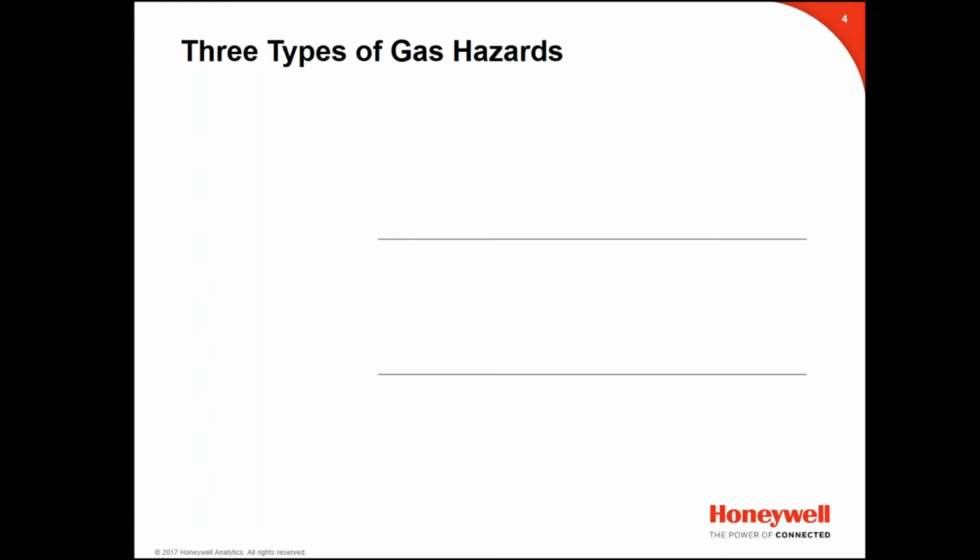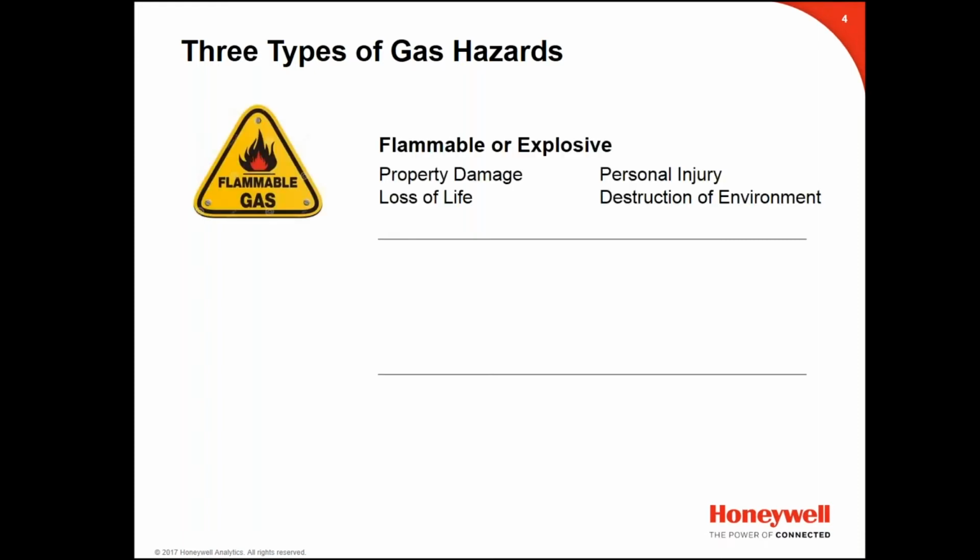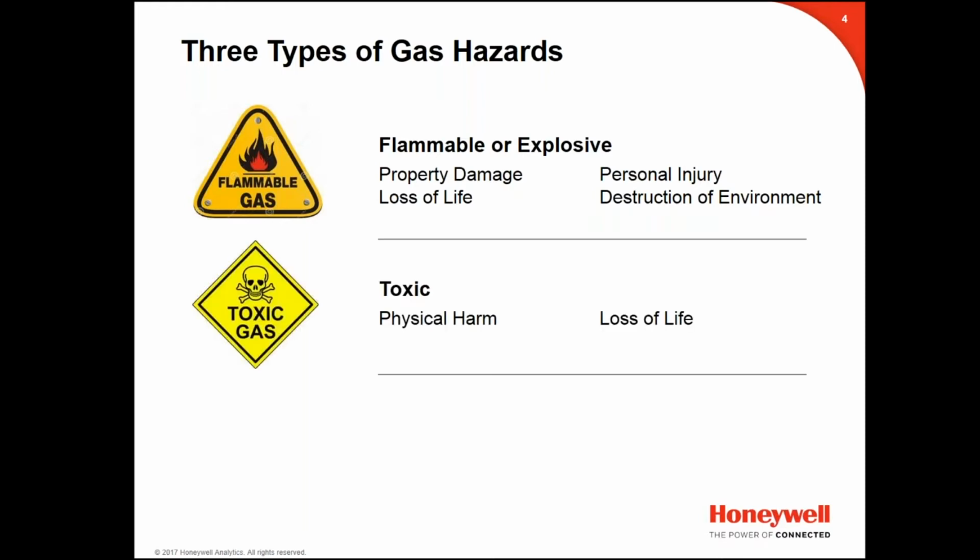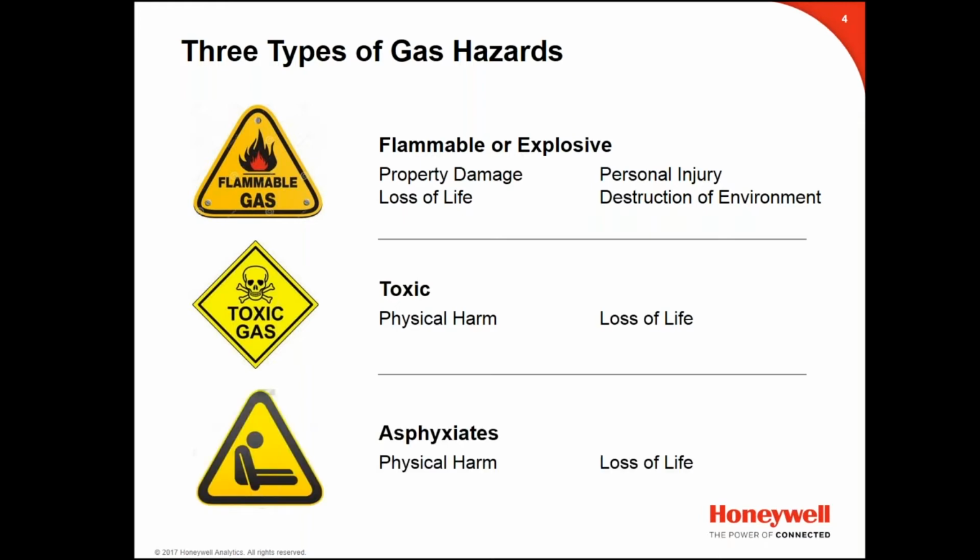There are three main types of gas hazards: flammable or explosive gases that can ignite or burn and possibly result in property damage, personal injury, loss of life, and or destruction to the environment. The word toxic is more or less synonymous with poisoning in everyday usage. Exposure to toxic gases may result in physical harm or loss of life. And finally, asphyxiates displace oxygen, creating a risk of suffocation. Symptoms of asphyxiation include dizziness, lightheadedness, unconsciousness, and even loss of life.